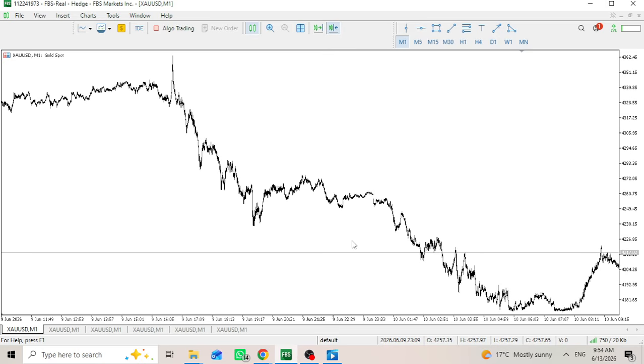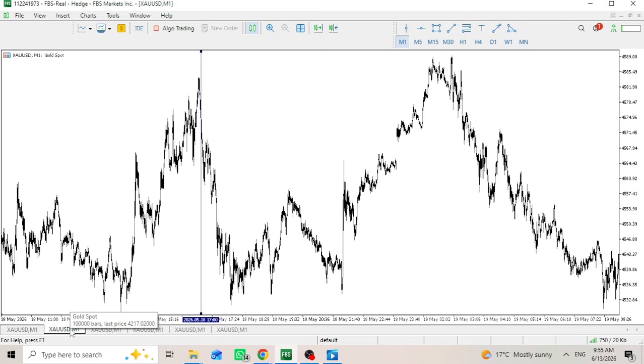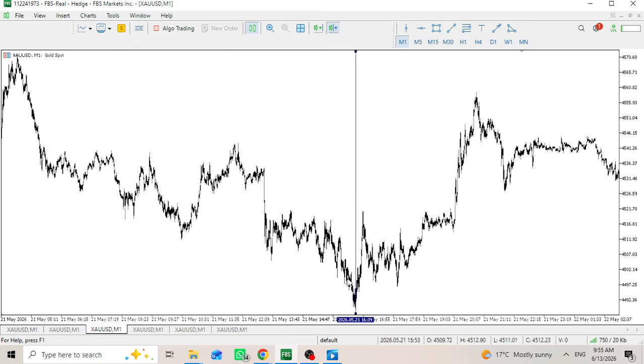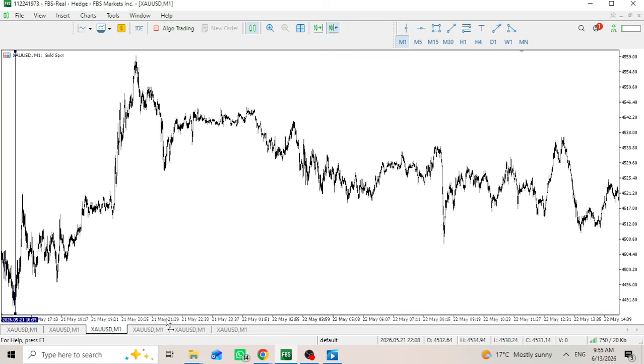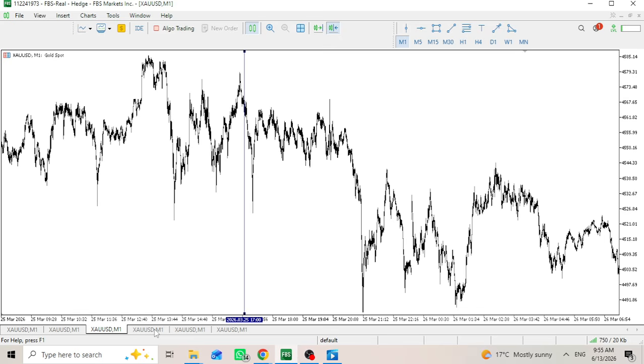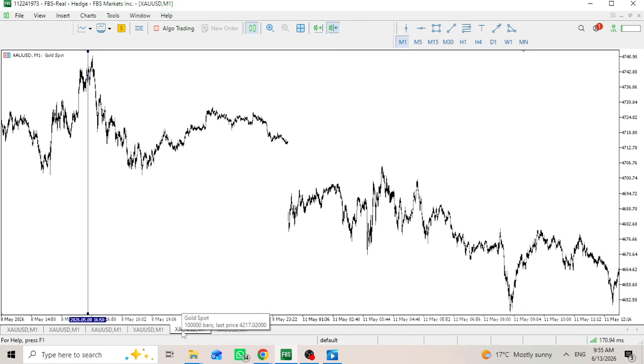Should we go to another day? This is another 5 p.m. distribution. I want to show you many of them. This is around 5 p.m. See the distribution there. This is 5 p.m. distribution again. And this is where I was teaching you.